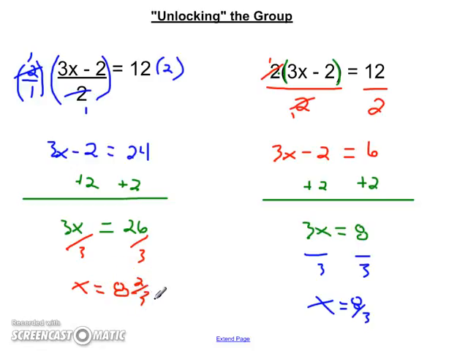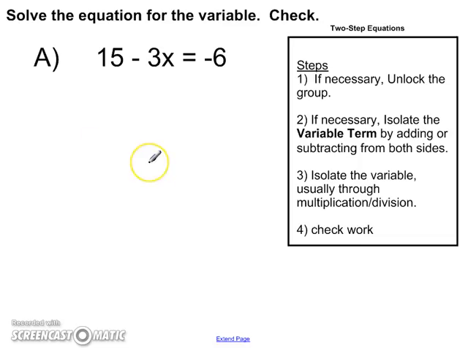So however you want to deal with that is up to you. So okay, let us go ahead and, if necessary, unlock the group. Well, no group. Don't have to worry about that. If necessary, isolate the variable term, which here is your variable term.